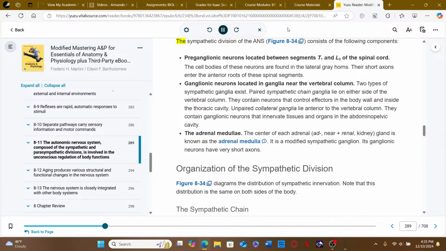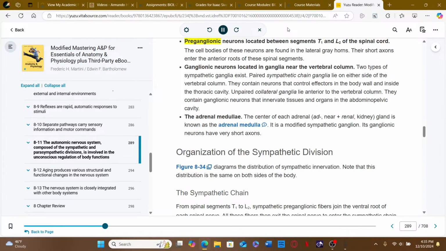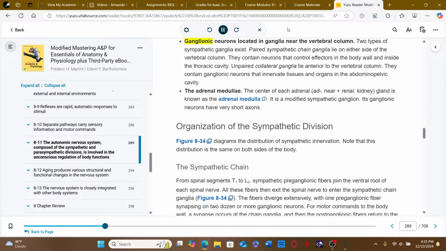The sympathetic division. The sympathetic division of the ANS, figure 8-34, consists of the following components. Preganglionic neurons located between segments T1 and L2 of the spinal cord. The cell bodies of these neurons are found in the lateral gray horns. Their short axons enter the anterior roots of these spinal segments.